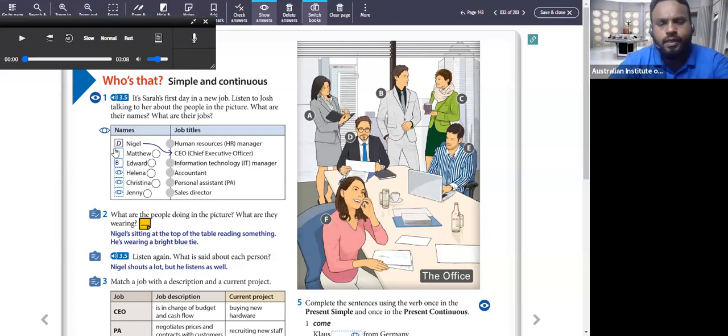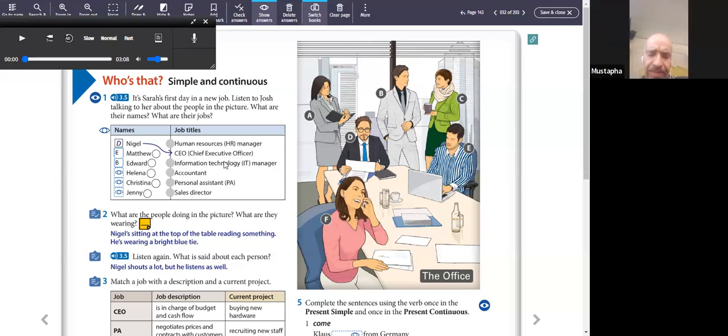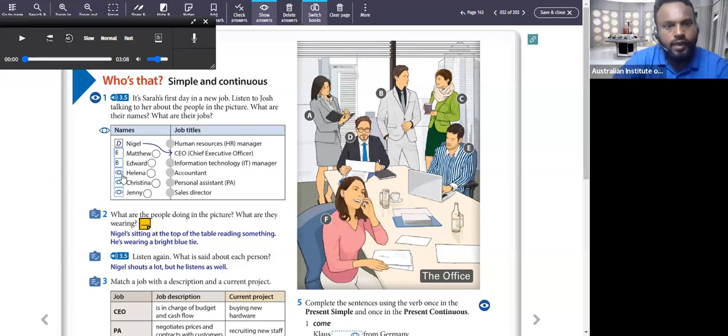So, excuse me. Actually, there are two tasks. One is to identify who is who, with the letters A, B, C, D. And secondly, match the job titles, what they do. Okay. So, Helena, let's identify first who that is. And once we identify them, we're going to match their job titles.